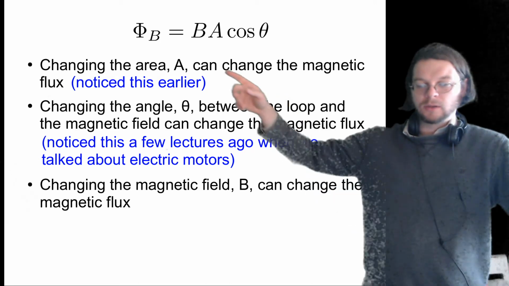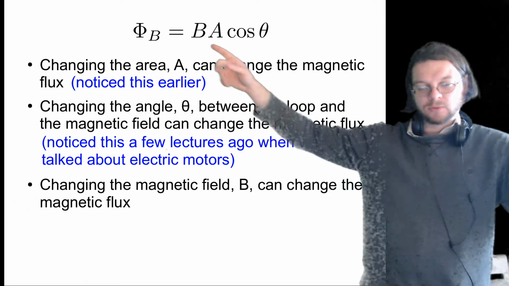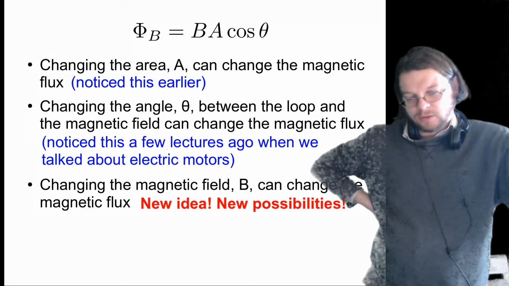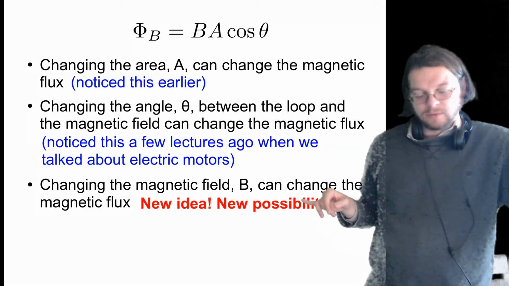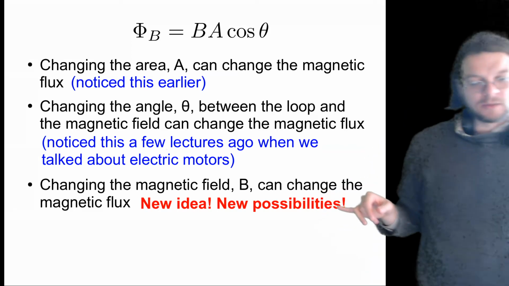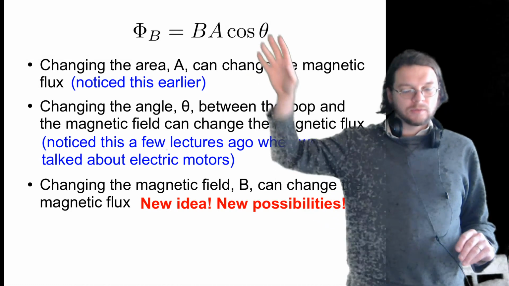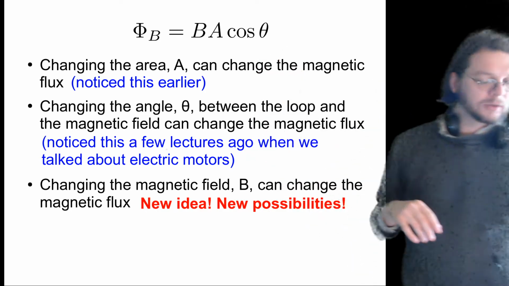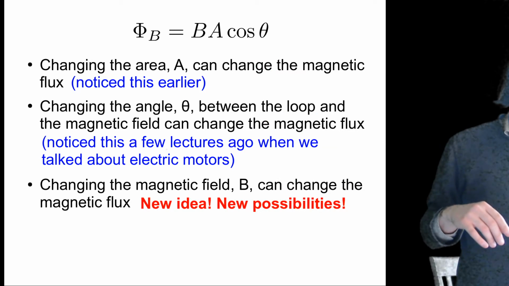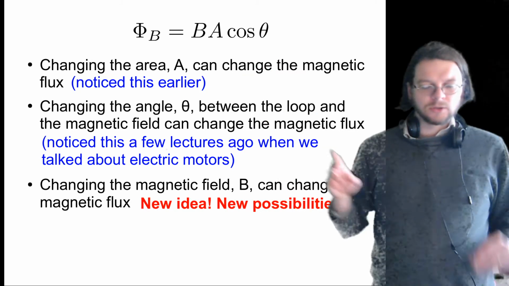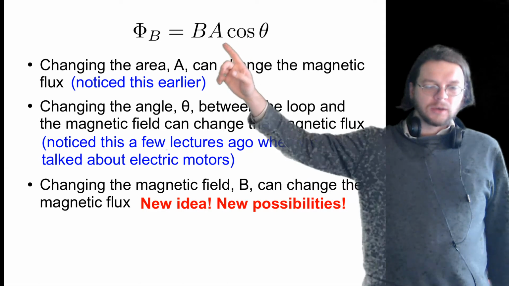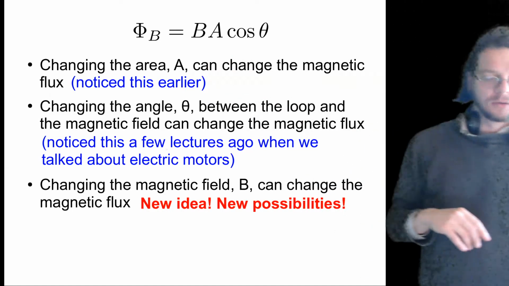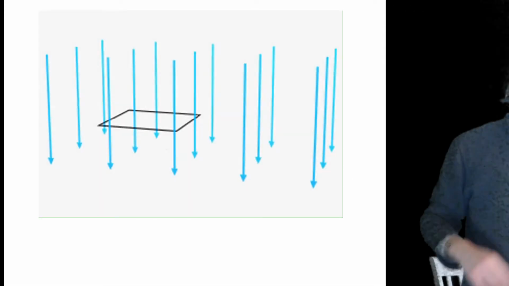But an interesting new thing here is that if the magnetic field changes, then that will change the magnetic flux. And this is actually a new idea, so we haven't yet talked about this. And it's actually quite different from these two cases for a couple reasons I'll talk about in a minute. I think the next video is actually about changing the area. We're going to get back to this changing the magnetic field thing before too long.